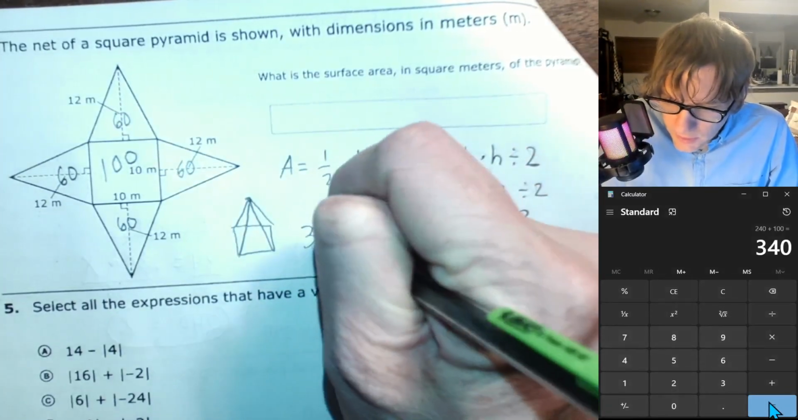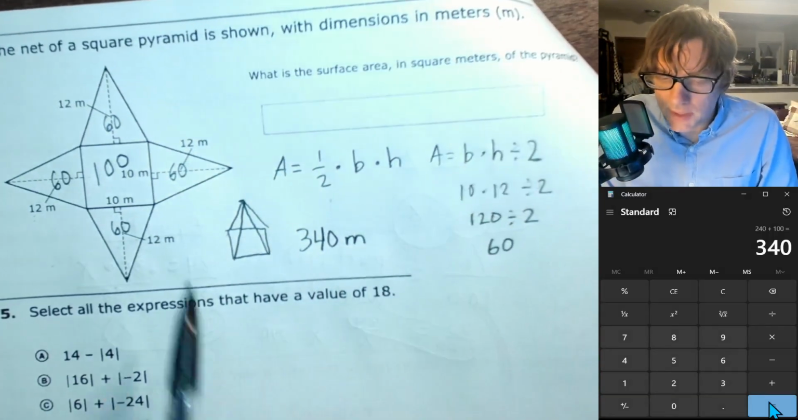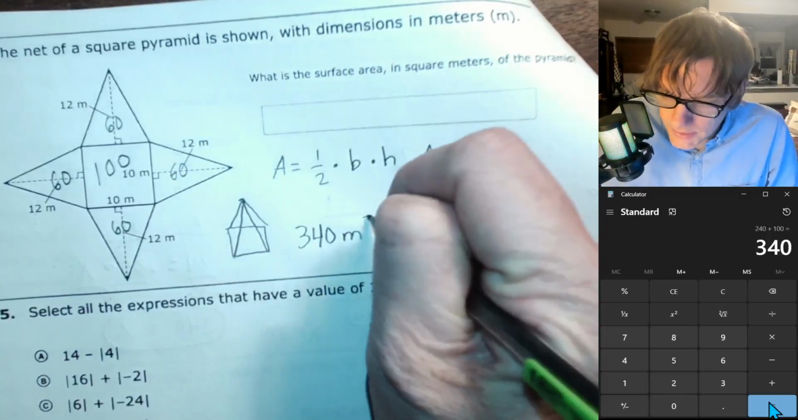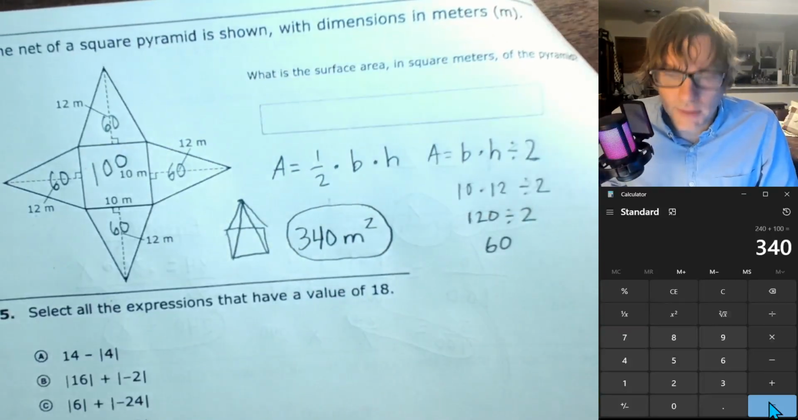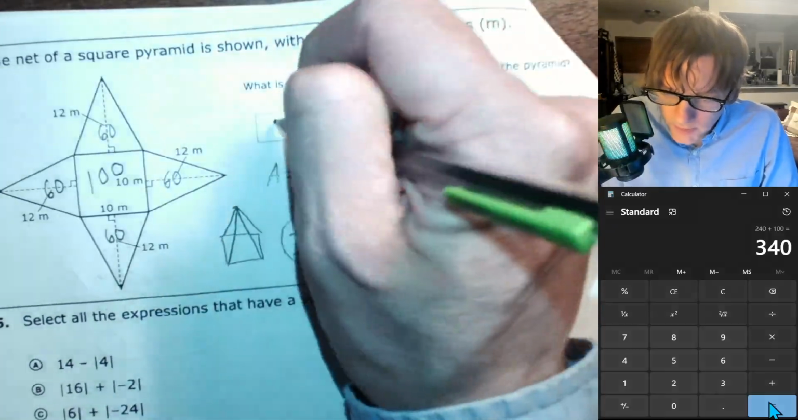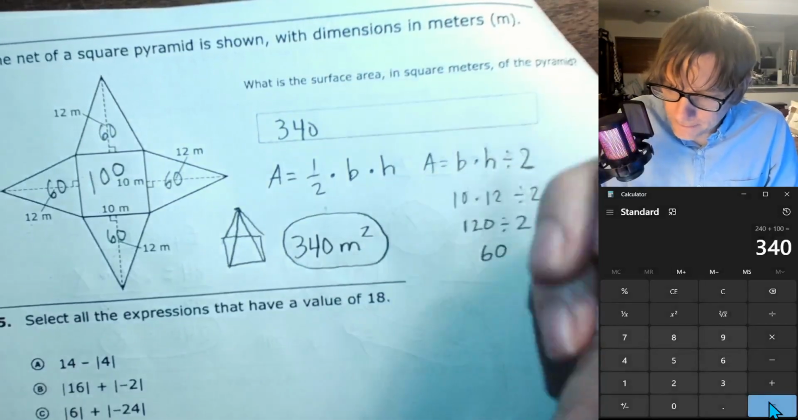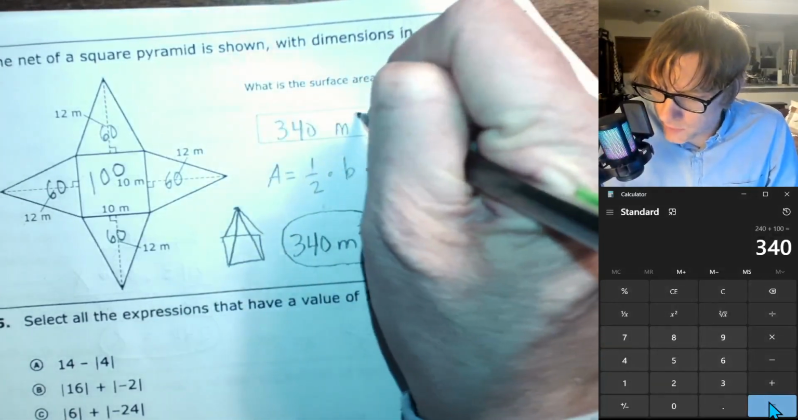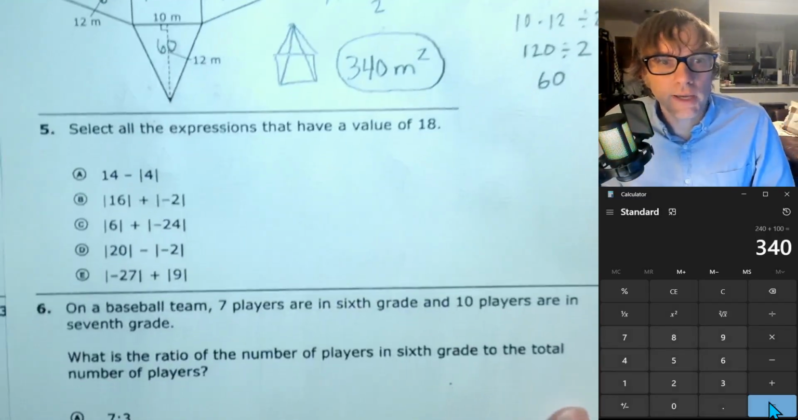So that's 340 meters. And we are in the second dimension. Area is always in the second dimension. So you got to put a 2 above it. All right, so that's our final answer. And then if we were on the test, we'd go ahead and type it into this box, 340. And we also got to include the units. So make sure you do that. All right, moving on. We're on to number 5.